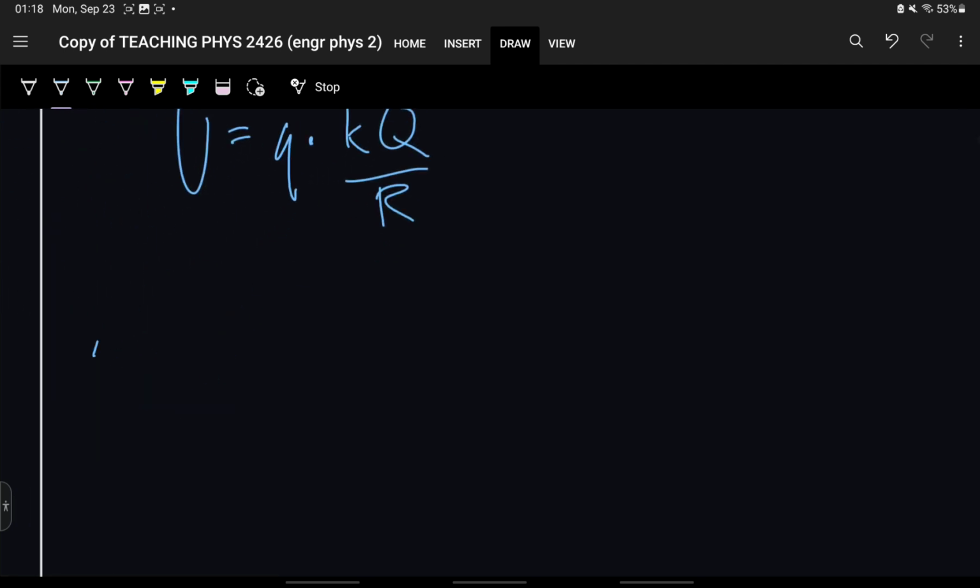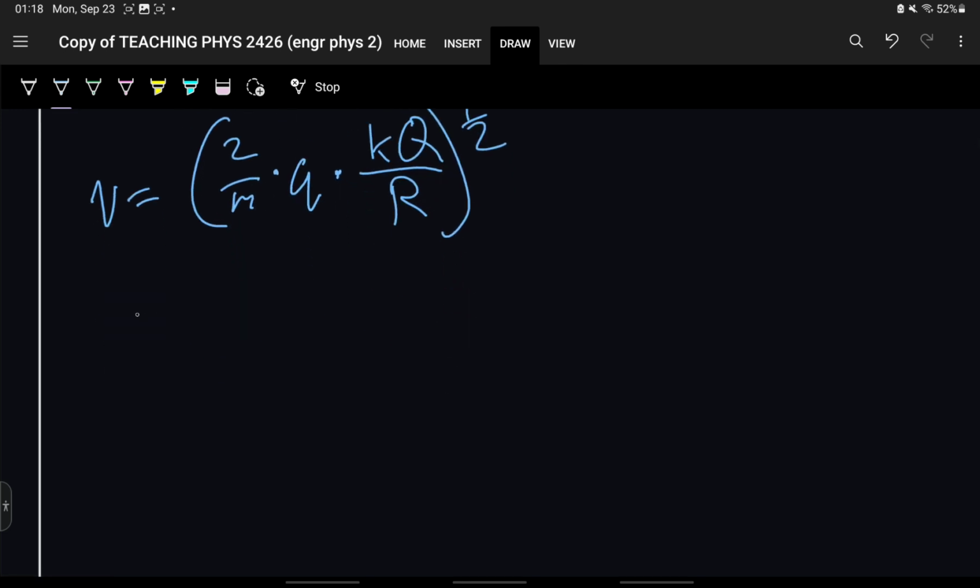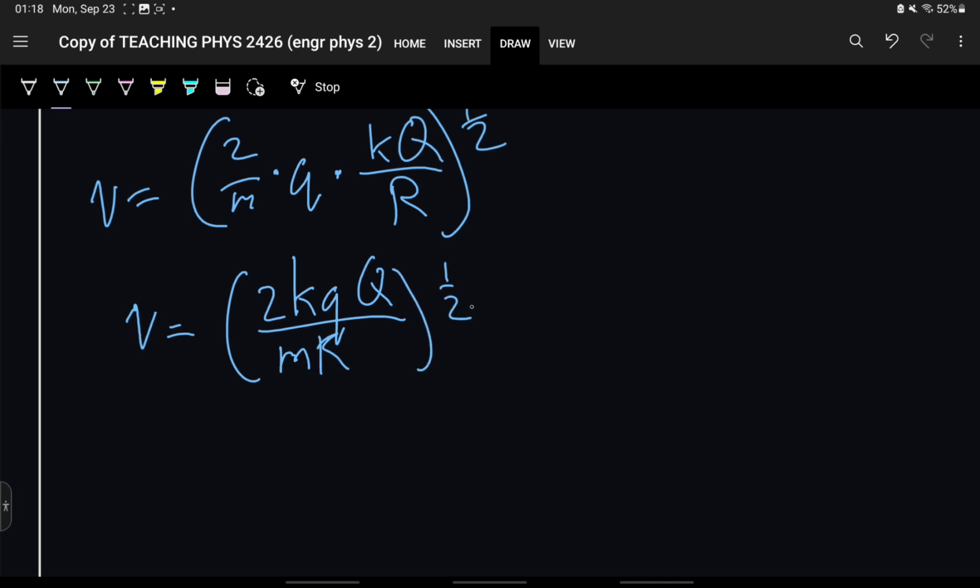So we substitute the expression: lowercase v is going to equal, in parentheses, 2 over lowercase m, multiplied by lowercase q times lowercase k times uppercase Q, all divided by uppercase R, to the 1/2. And we can simplify that to give us lowercase v is equal to 2 times lowercase k times q times Q, all divided by lowercase m times uppercase R, to the 1/2.